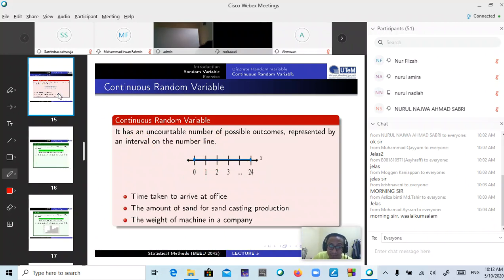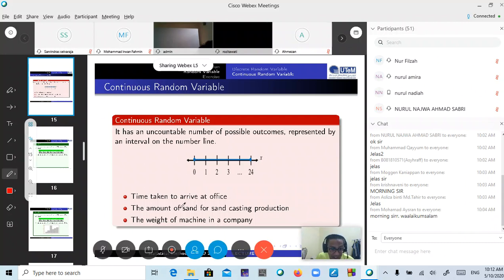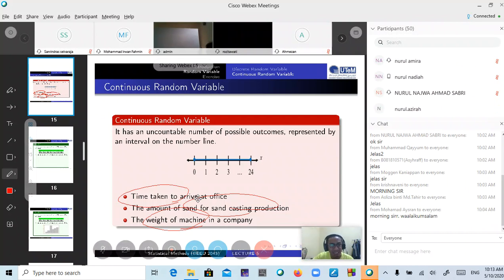So this is an example for continuous random variable. Time taken, for example, we can get in terms of decimal. The amount of sand for sand casting production is also the same thing. We cannot get the exact value. The weight of a machine is also the same thing. We cannot get the exact value. It is not finite, it is uncountable. Like weight, height. So that one is continuous random variables.